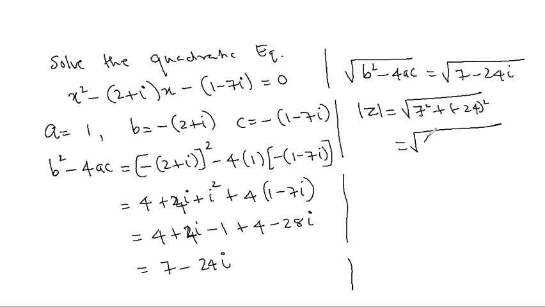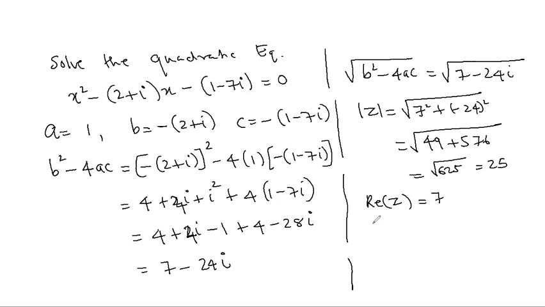So 49 plus 576 is 625. Square root is 25, and then 25. And the real part of z is 7. Now we can calculate.